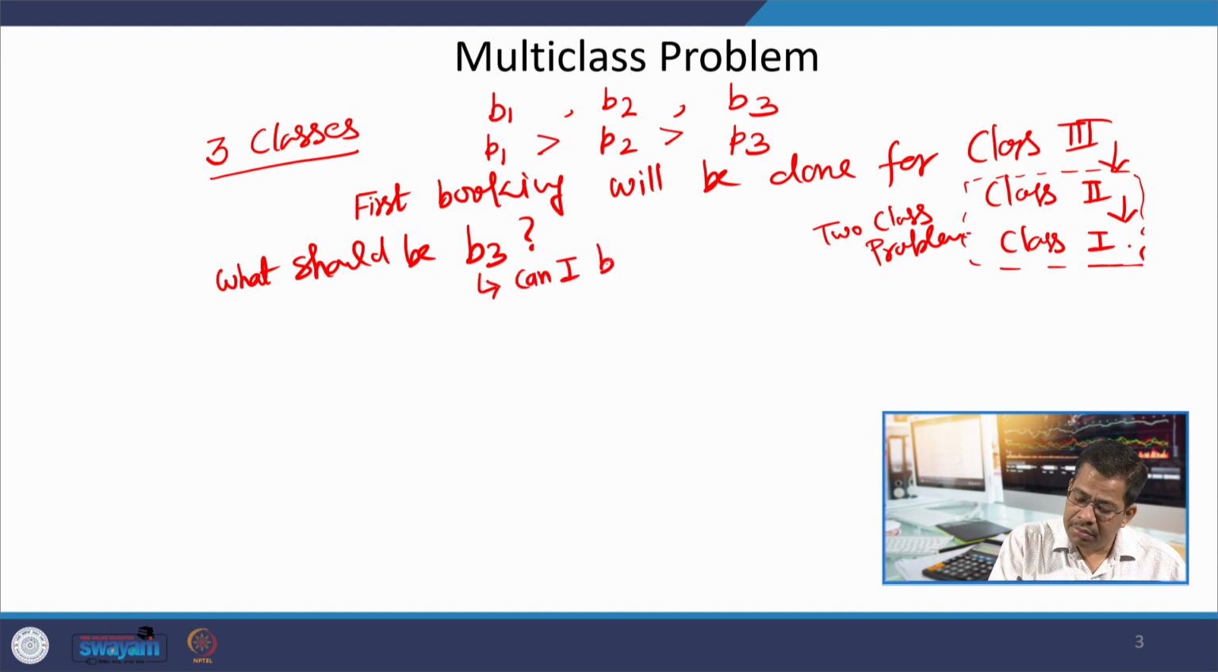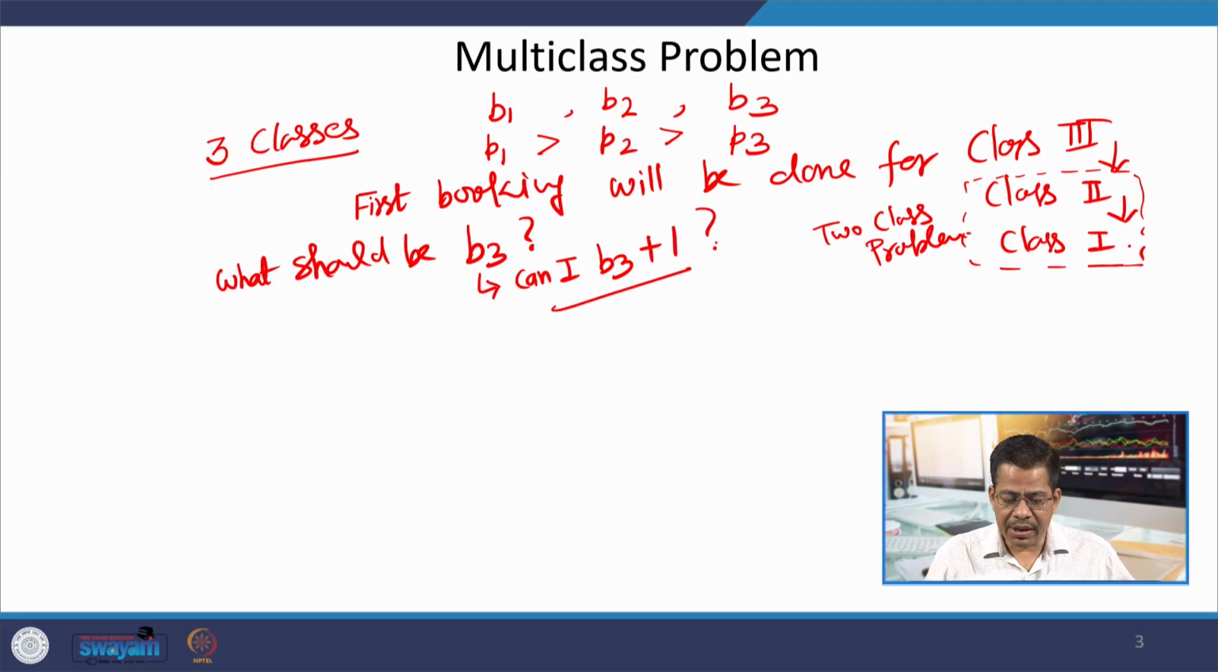Can I set B3 plus 1? This is the question. When I am answering whether it should be B3 or B3 plus 1, it becomes a multi-class problem, because now you have to see how much is going for class 3, how much will go for class 2, and how much will go for class 1.